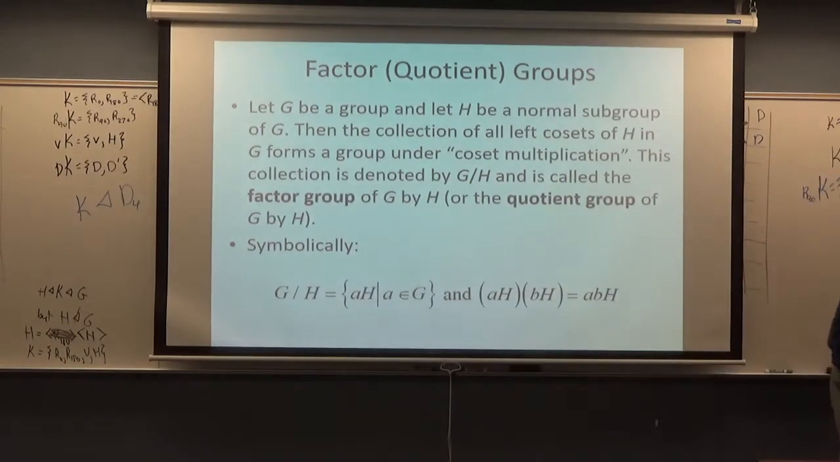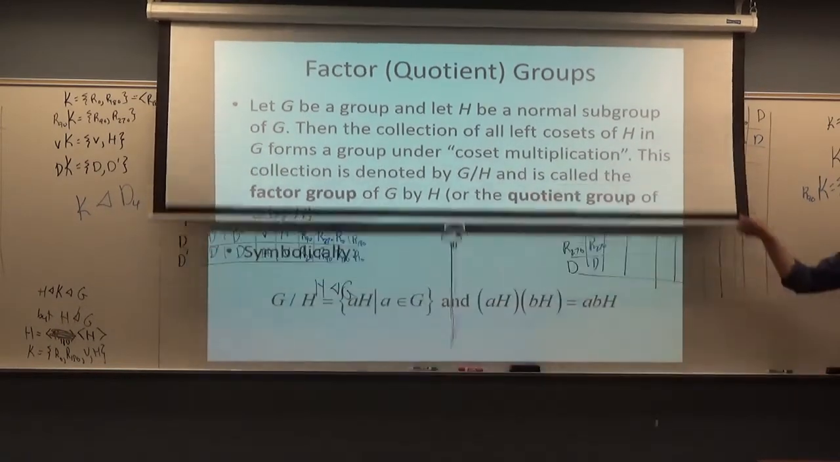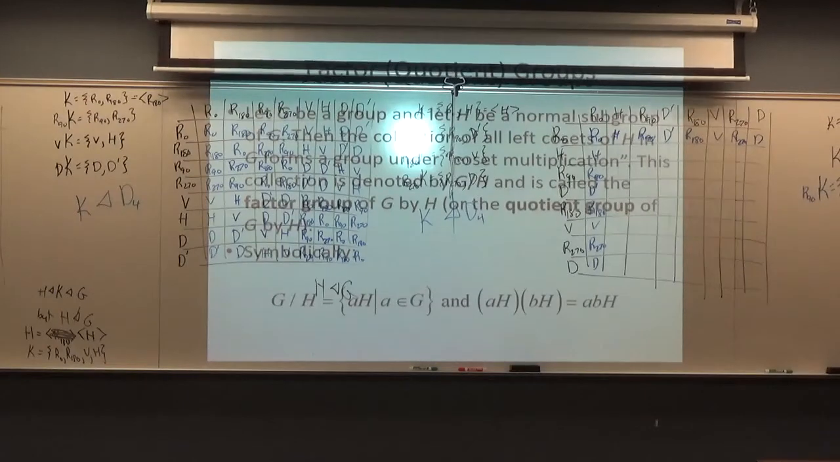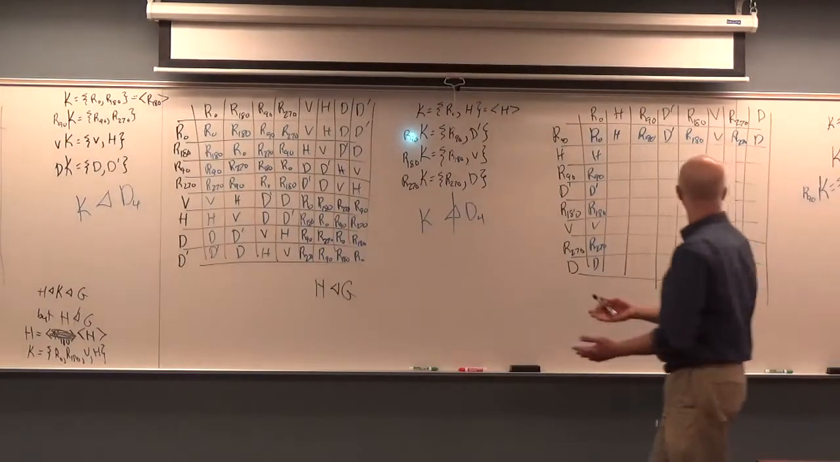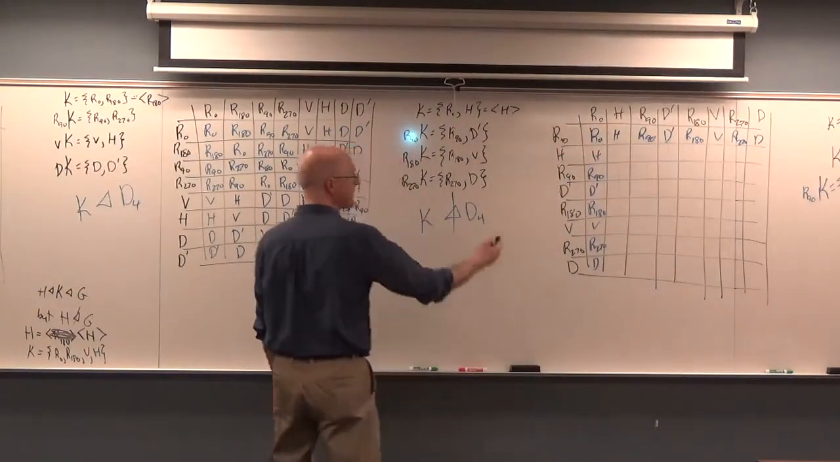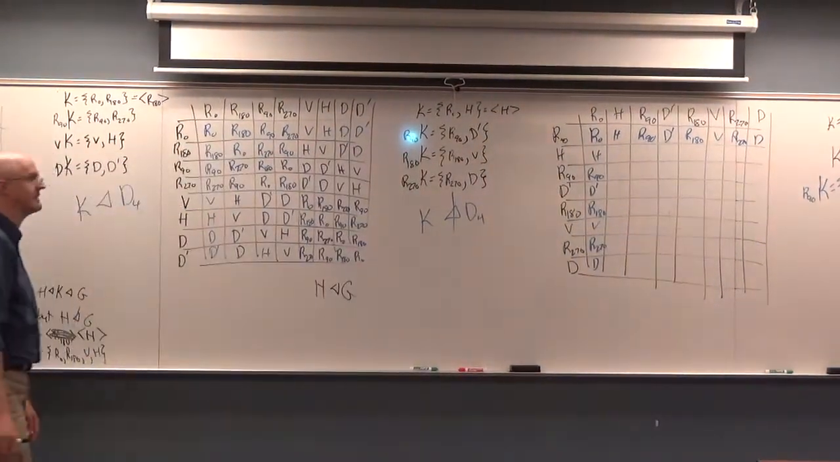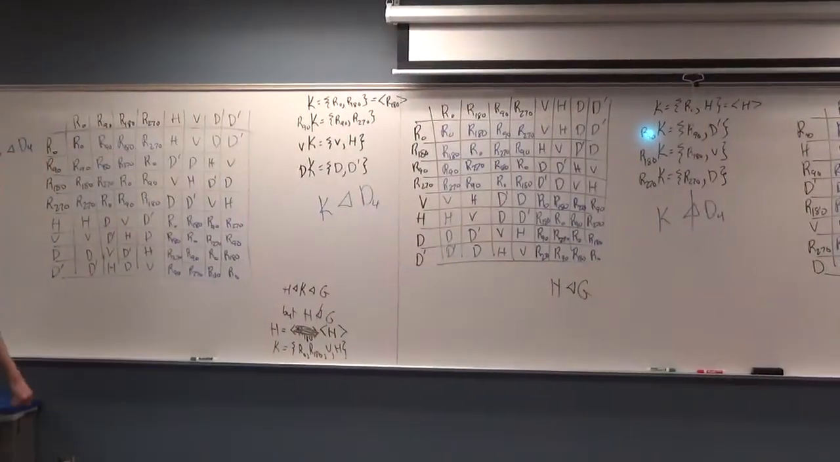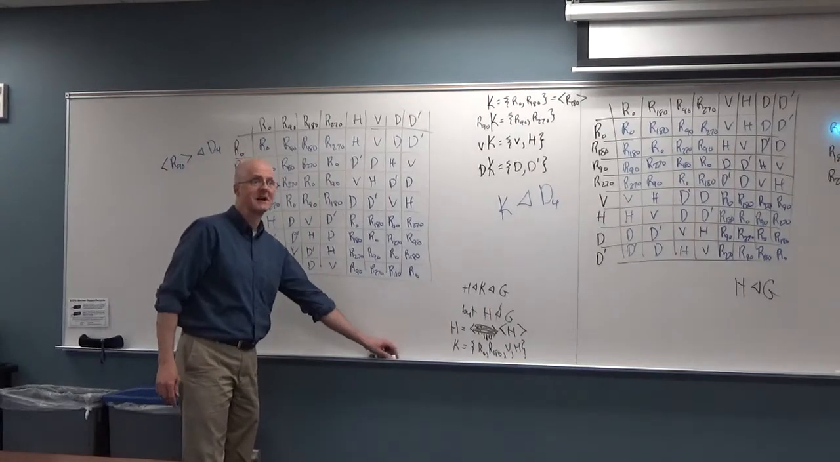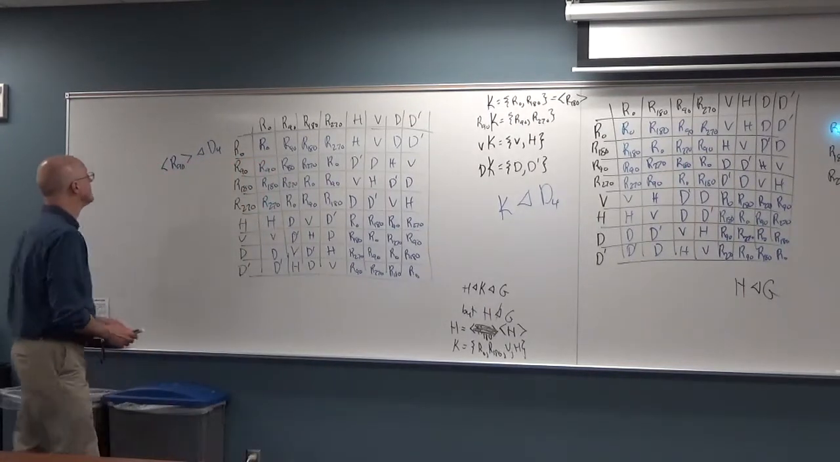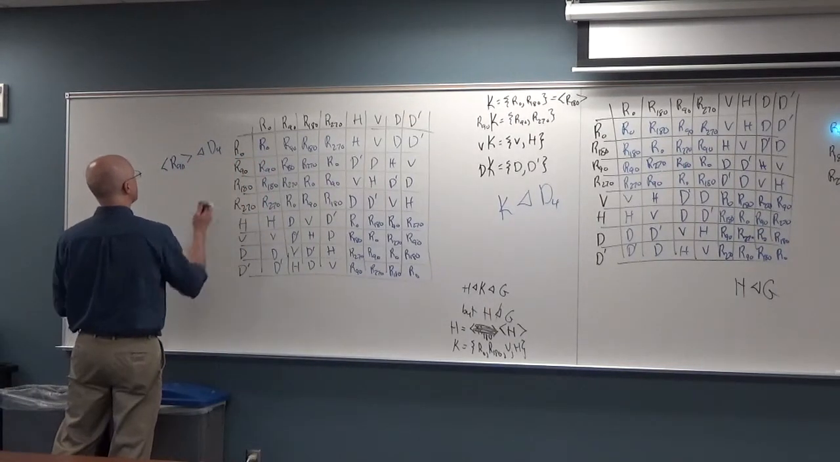Let's look at what's on the board here. So what do we have on the board here? I've got two complete Cayley tables and two partial Cayley tables. We're going to look for patterns here. So this is just a copy of what's on page 33. So we are talking about D4 here.